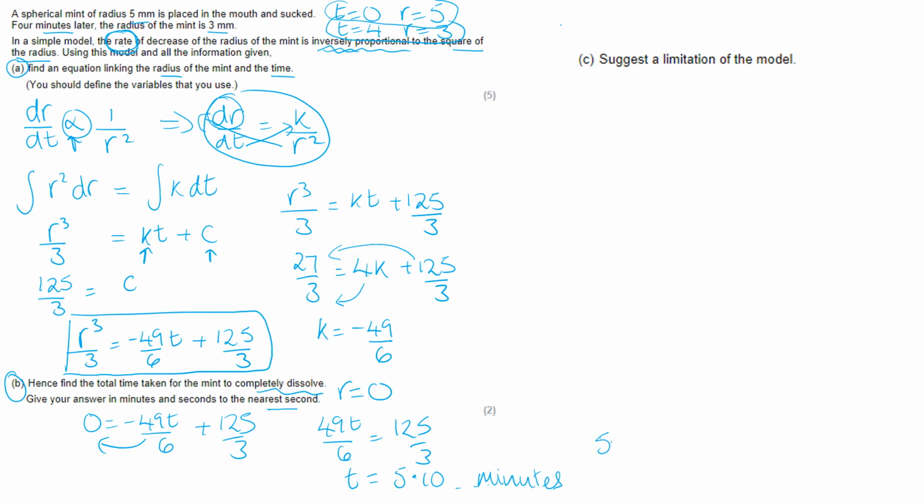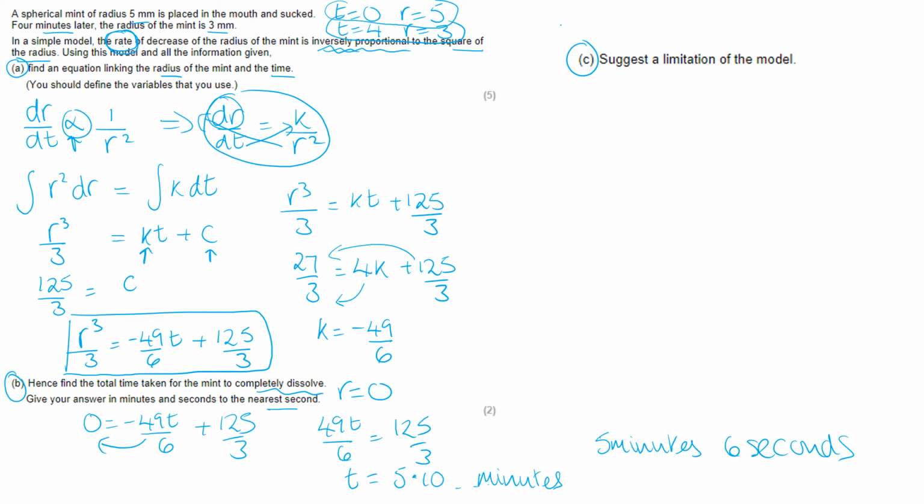So this is 5 minutes and 6 seconds. Now in part C, it's saying suggest the limitation of the model. As t gets big, this minus term is going to be bigger than the 125 over 3. So the model would predict that the radius would be negative, which is not going to happen.